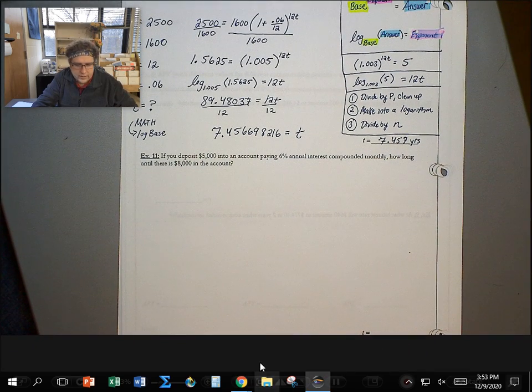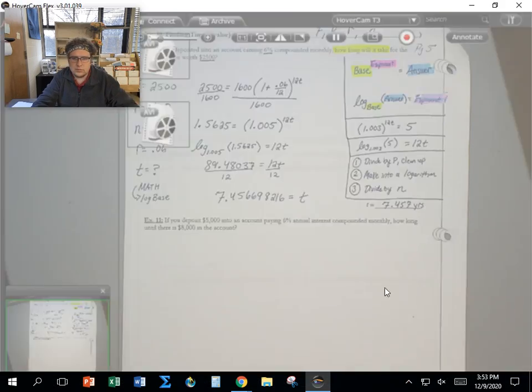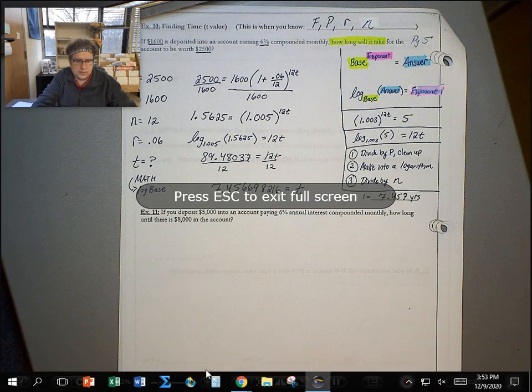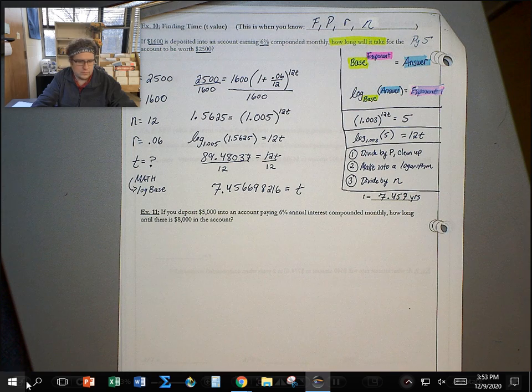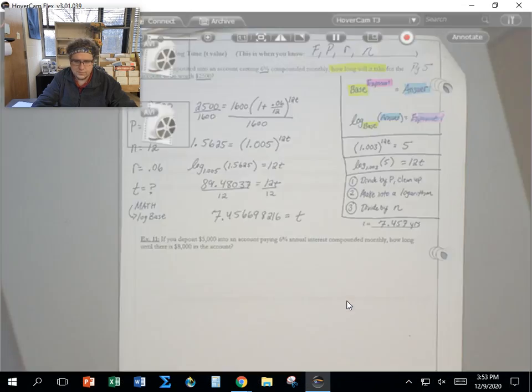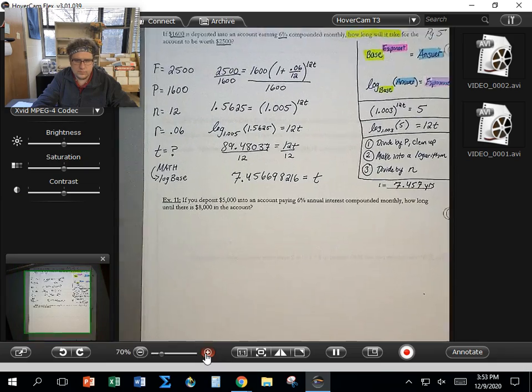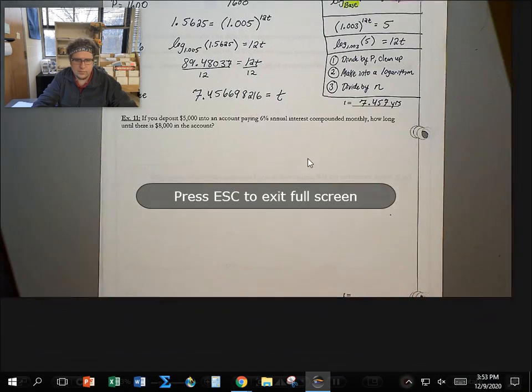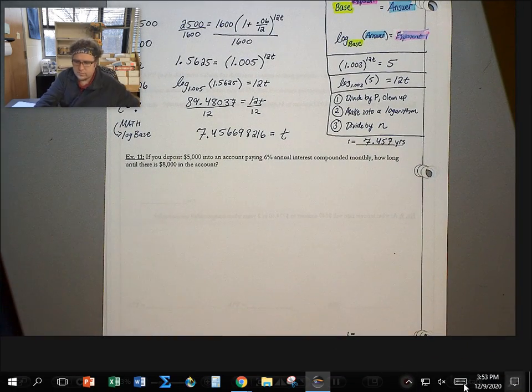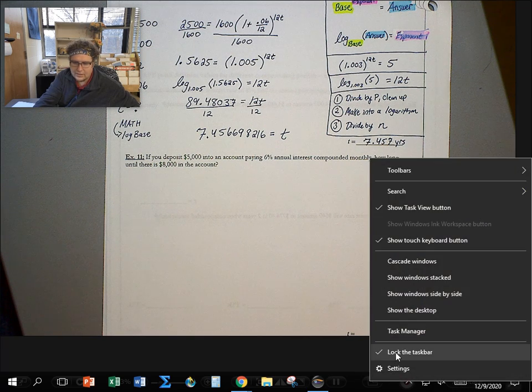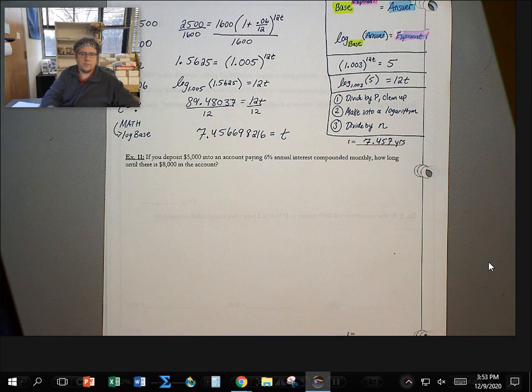So here is example 11, and I'm gonna, sorry, I gotta go full screen for a second. Go away, bottom. Okay, well, let's zoom in like that. Let's go down, maybe right click, lock the taskbar. We'll see. Okay, this should be big enough anyways.